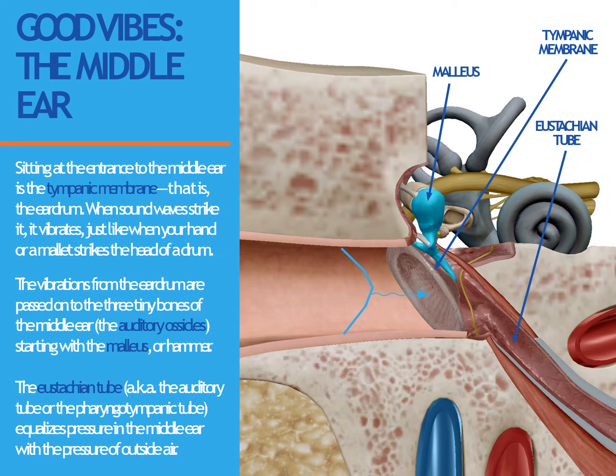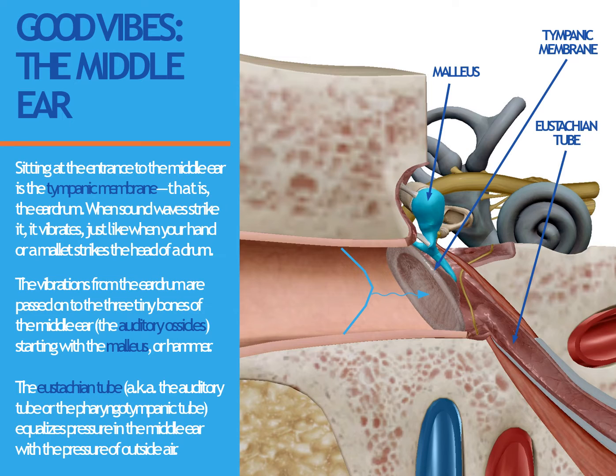Now let's look at the middle ear. Sitting at the entrance of the middle ear is the tympanic membrane, that is, the eardrum. When sound waves strike it, it vibrates just like when your hand or a mallet strikes the head of a drum. The vibrations from the eardrum are passed on to the three tiny bones of the middle ear, the auditory ossicles, starting with the malleus or hammer.